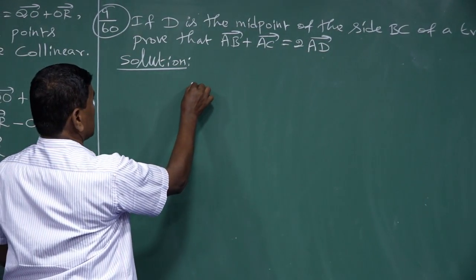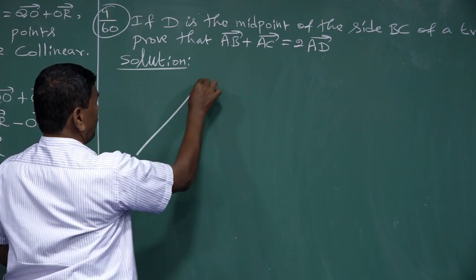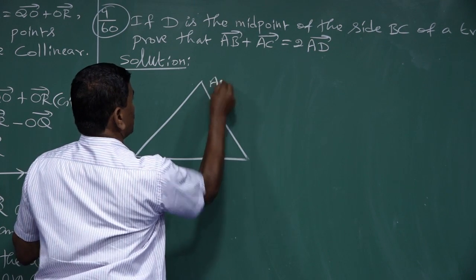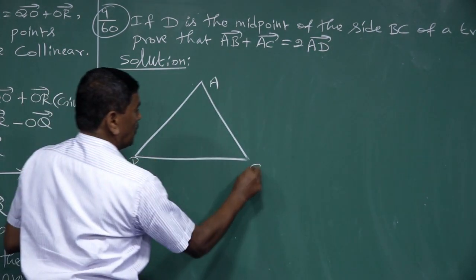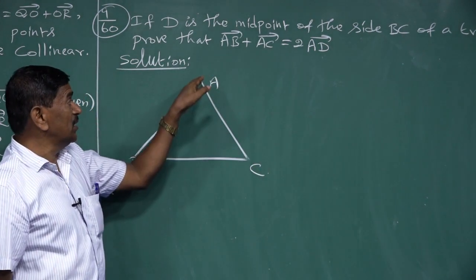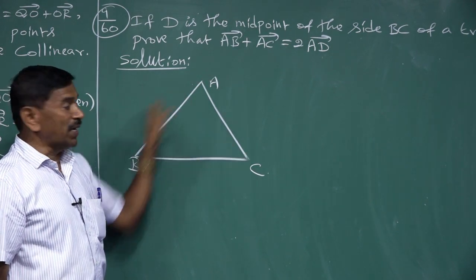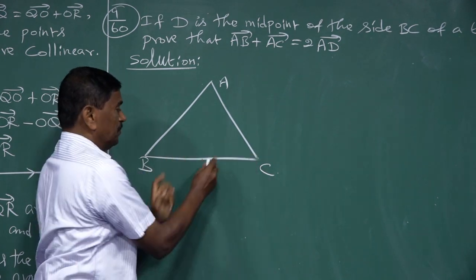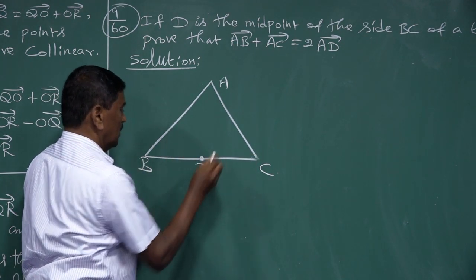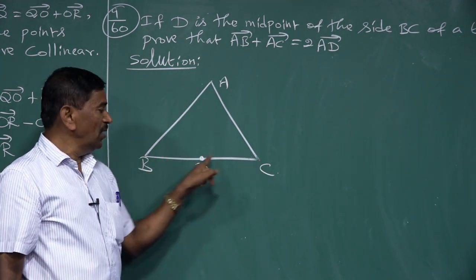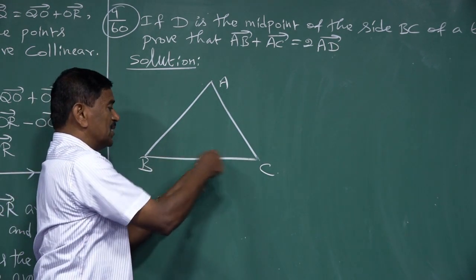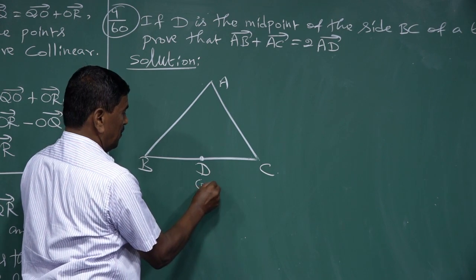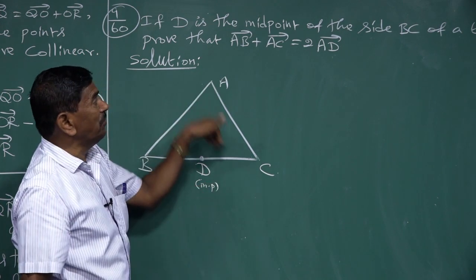Listen, given that in triangle ABC, D is the midpoint of BC. Yes, in triangle ABC, D is the midpoint of BC. So that is a condition. Yes, D is the midpoint of BC, which is the given data.